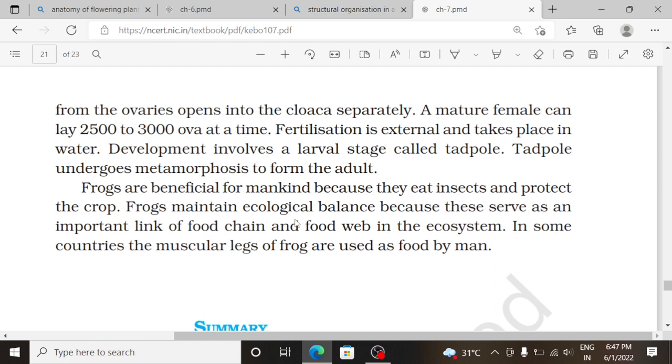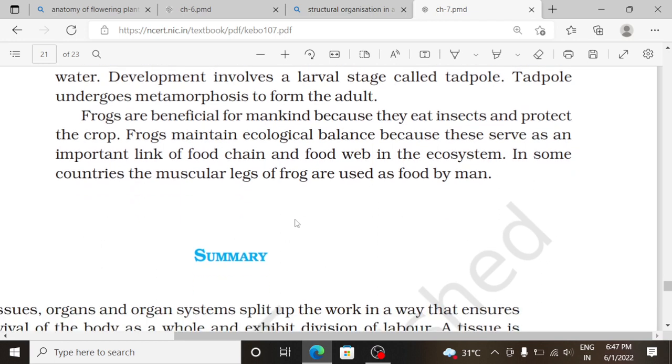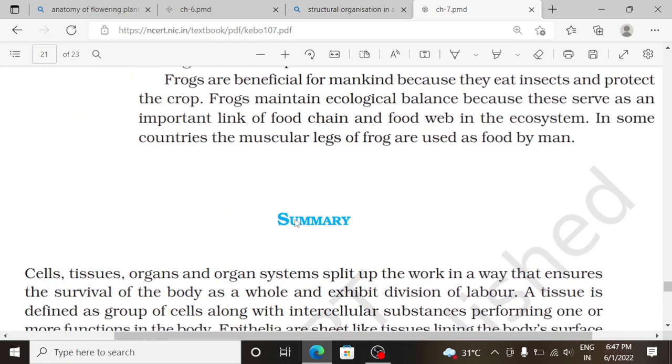Frogs are beneficial for mankind because they eat insects and protect the crop. Frogs maintain ecological balance because these serve as an important link of food chain and food web in the ecosystem. In some countries, the muscular legs of frog are used as a food by man.